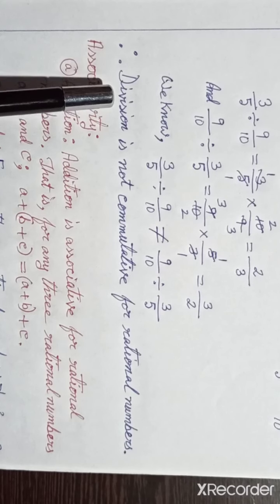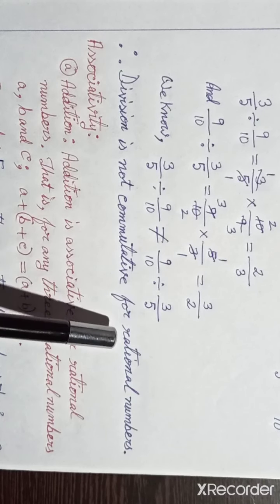Therefore division is not commutative for rational numbers.